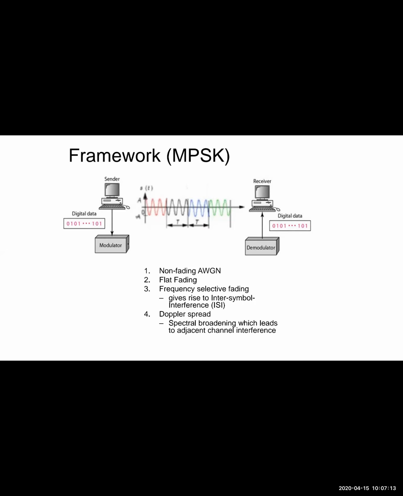Do we assume that the channel between the transmitter and the receiver is additive white Gaussian noise? Are we assuming that it's flat fading? Are we assuming that it is frequency or time selective fading? If we assume any of these, then we do analysis on the received signal, see the amount of error that has been made, and then we will be able to characterize the performance. So this is one framework.